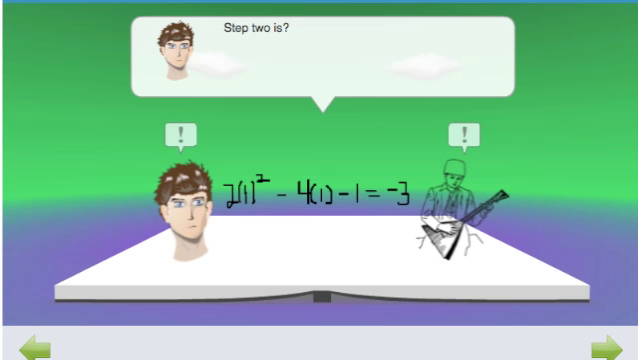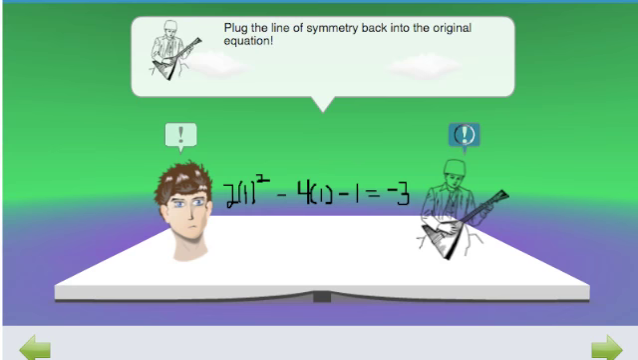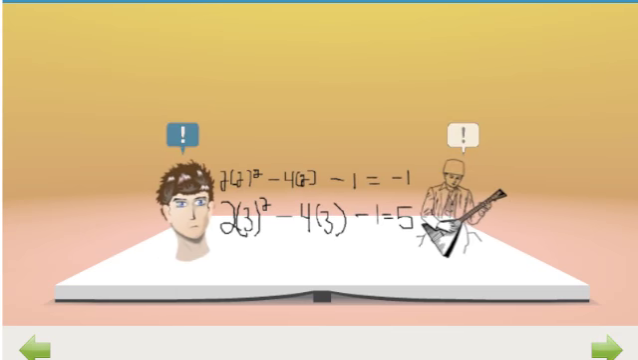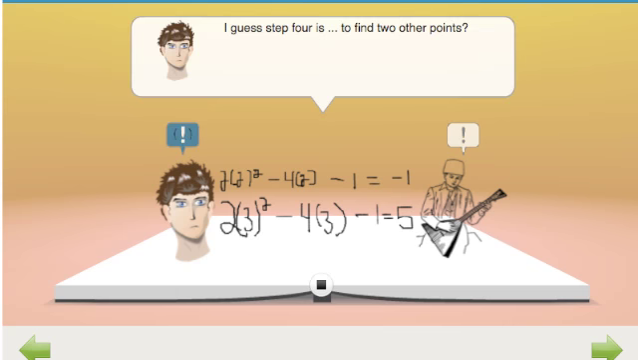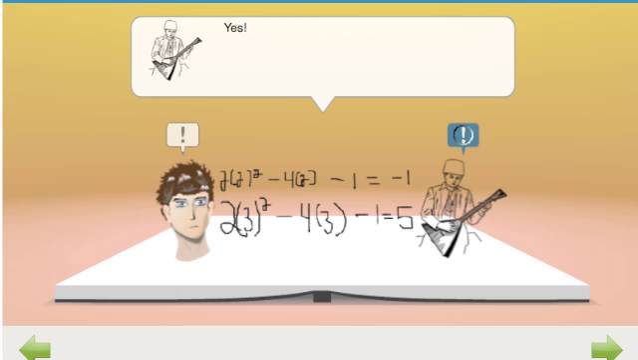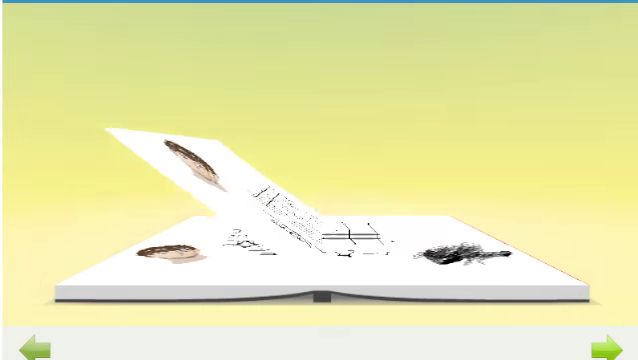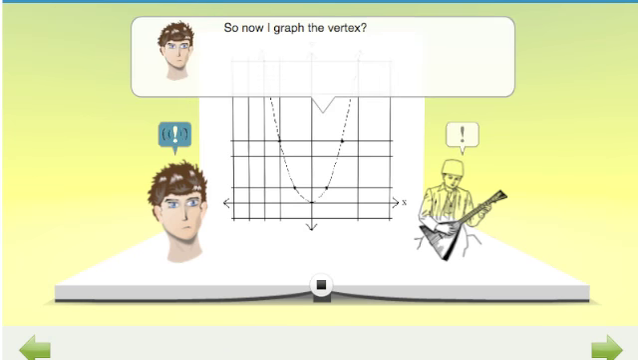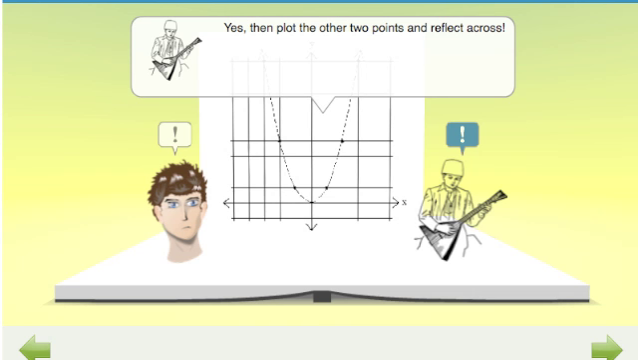Step 2 is? Plug in the line of symmetry back into the original equation. I guess step 4 is to find two other points? Yes. So now I got the vertex? Yes, then plot the other 2 points and reflect the cross.